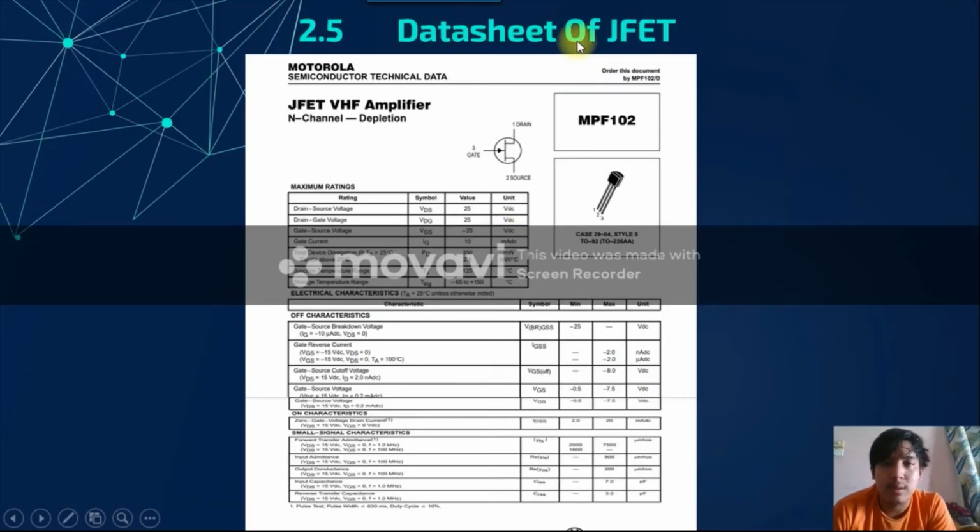And for the datasheet of JFET, I will choose the MPF 102 as the JFET, and it shows maximum ratings, electrical characteristics, off characteristics, on characteristics, and small signal characteristics for MPF 102.